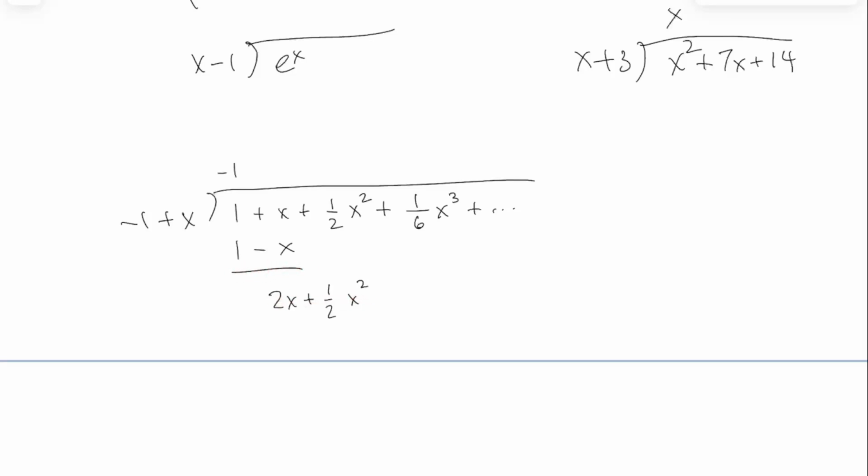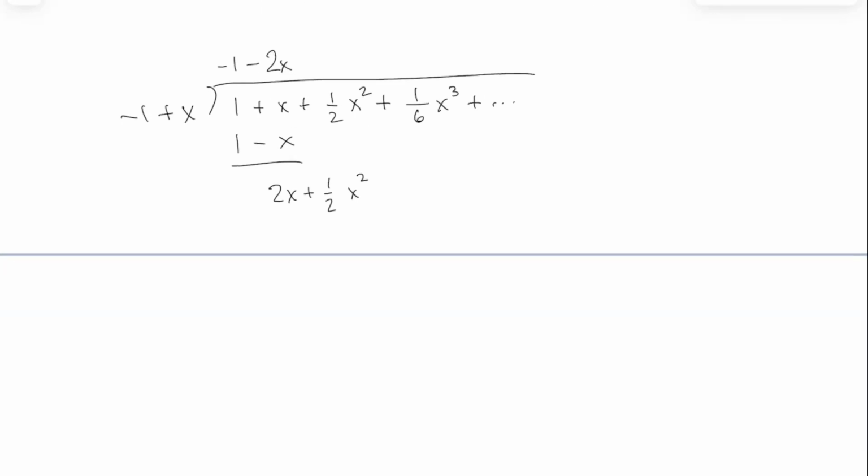Can anyone say what the next term is going to be in the quotient? Somebody else want to shout it out? Is it minus 2x? Negative 2x. Yeah, I like that. It's because we are trying to match up -1 with 2x. And what do you need to multiply -1 by to get 2x? The answer is negative 2x. Great. All right, multiply it down.